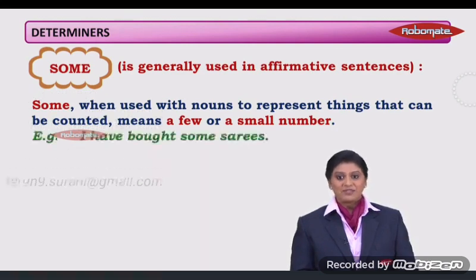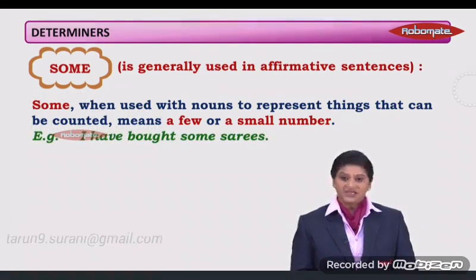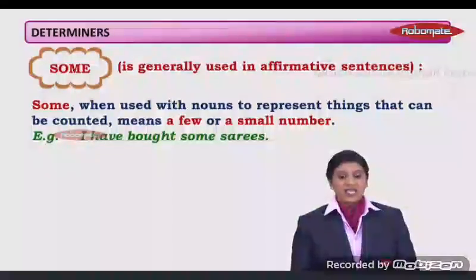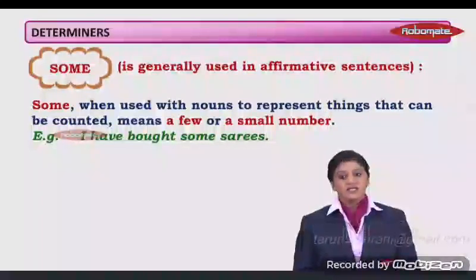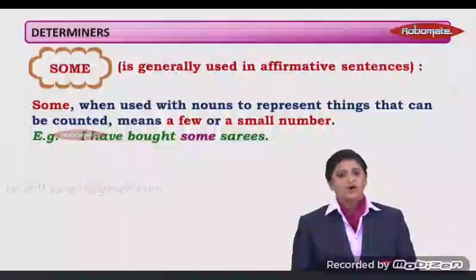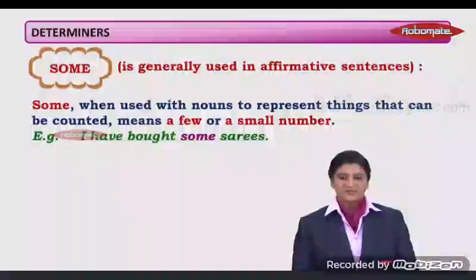For example, I have bought some saris. The noun that we are going to consider here is saris, and saris can be counted, so we call it a countable noun. And the determiner that precedes it is some. Some, thus, over here will be interpreted as a few or a small number. That means I have bought a few saris or a small number of saris.